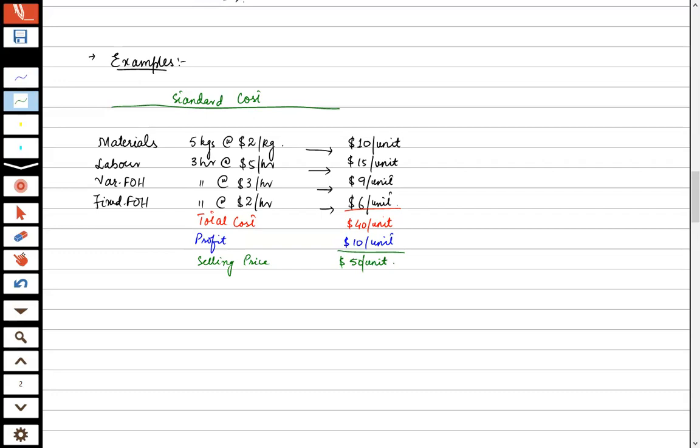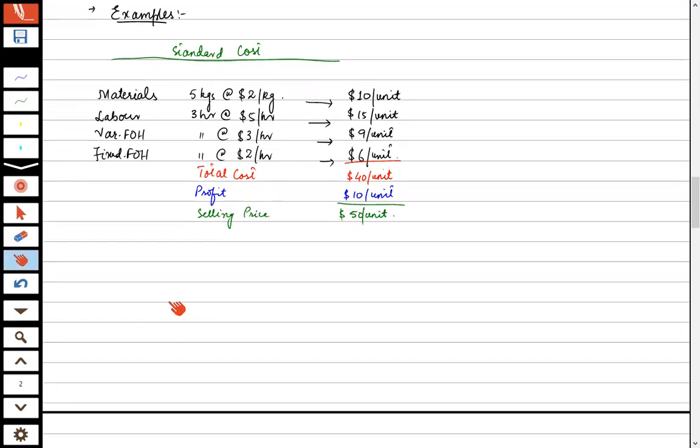Now they have established how many units can be produced in a month or in a week. That is the budgeted or standard production, estimated production, ideal scenario production. They establish that ideally they can produce 50,000 units in a given week or in a given month or in a given period. This is the budgeted production. Now these are the budgeted or standard data.